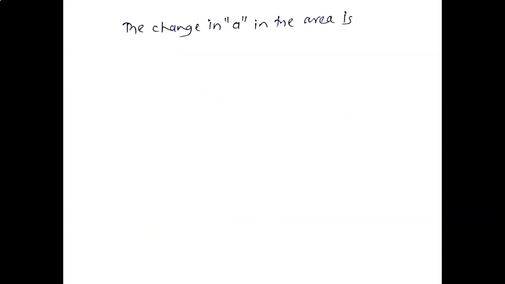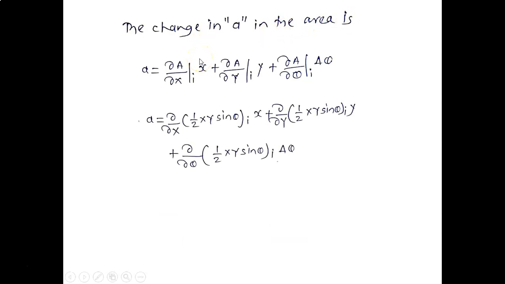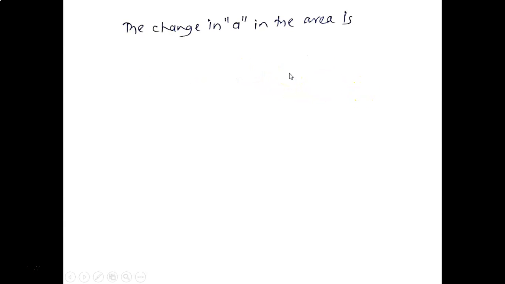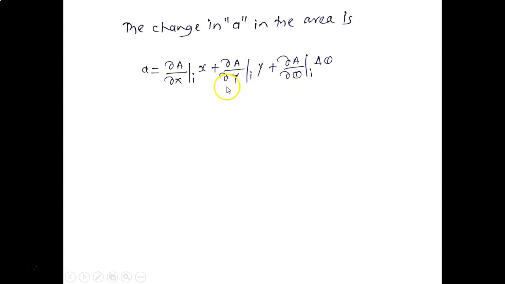Therefore, we have got the value of area at the reference point, that is AI is equal to 40. Now next, the change in area small a. The change in area small a is given by the equation: small a is equal to dou a by dou x into small x plus dou a by dou y into small y plus dou a by dou theta into delta theta. Therefore, these partial differentials we have to evaluate at the point I, that is dou a by dou x at the reference point I into small x plus dou a by dou y at the reference point I into small y plus dou a by dou theta at the reference point I into delta theta.